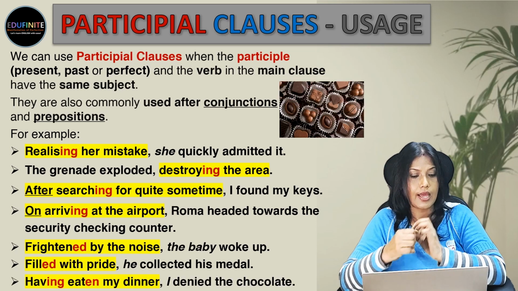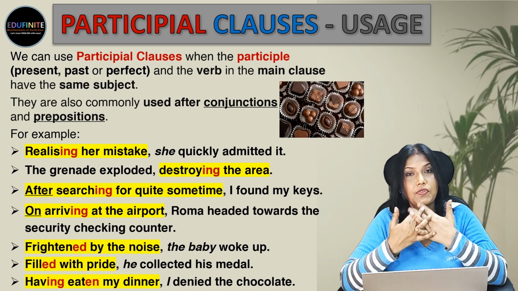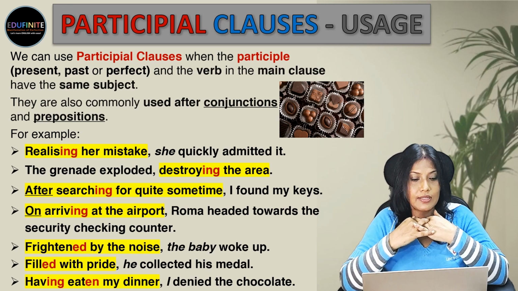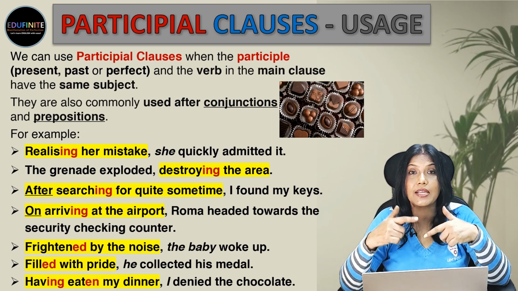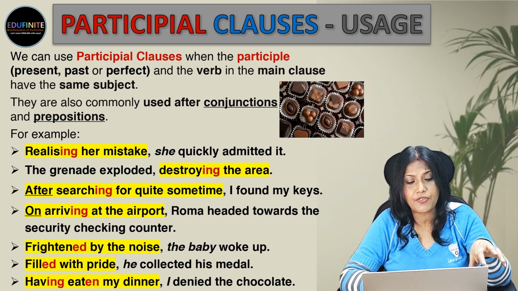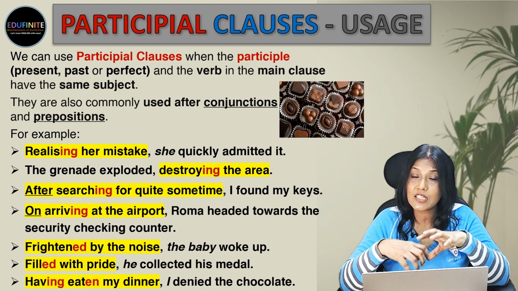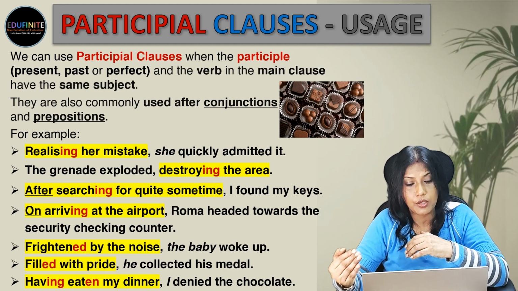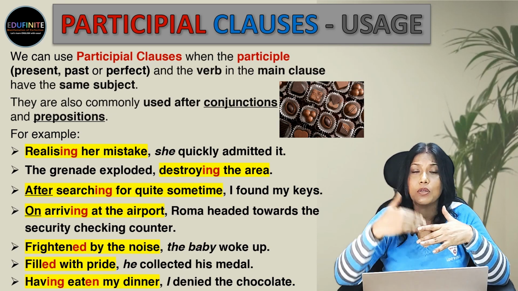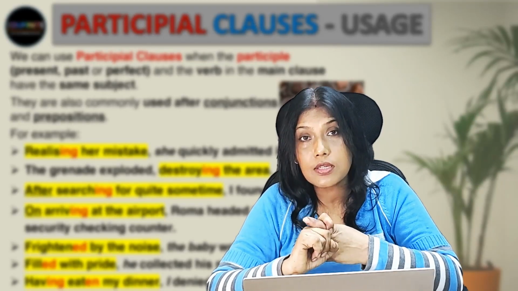Next. Having eaten my dinner, I denied the chocolate. So someone was offering me chocolate, but of course, I did not want to eat the chocolate. So, having eaten my dinner. That's the perfect participle. When do we use this perfect participle? We use this perfect participle when we try to relate that one action has been completed before the other action. So, having eaten my dinner, I've completed eating my dinner when I was offered the chocolate, so I denied it. That's how perfect participle clauses are used.